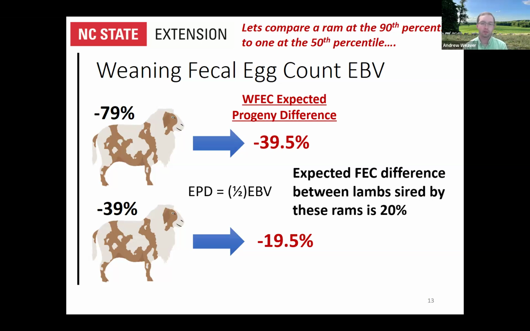And again, it's expressed as a percent change, so percent increase, percent decrease. And so there's significant opportunity to lower fecal egg counts. With just 3 or 4 generations of breeding to elite low fecal egg count EBV rams, we can certainly see a reduction in fecal egg count and improve parasite resistance within our flock.